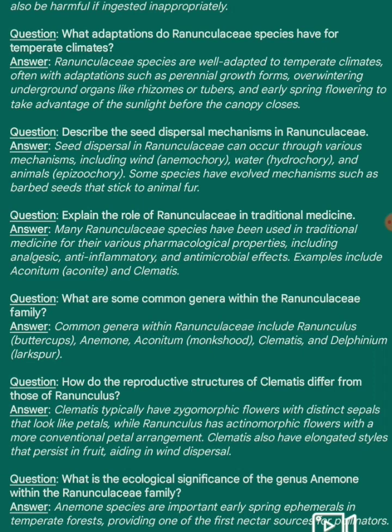Next question. Explain the role of Ranunculaceae in traditional medicine. Answer. Many Ranunculaceae species have been used in traditional medicine for their various pharmacological properties, including analgesic, anti-inflammatory, and antimicrobial effects. Examples include Aconitum (aconite) and Clematis.